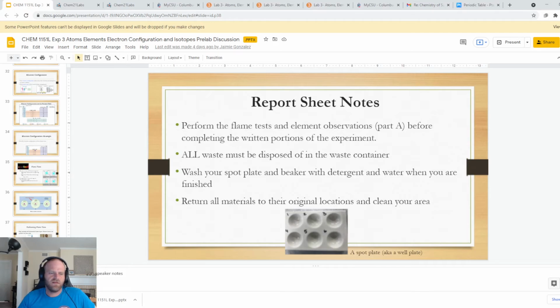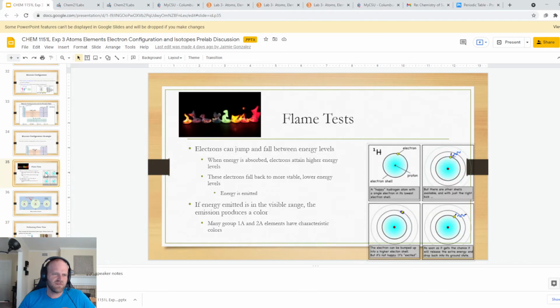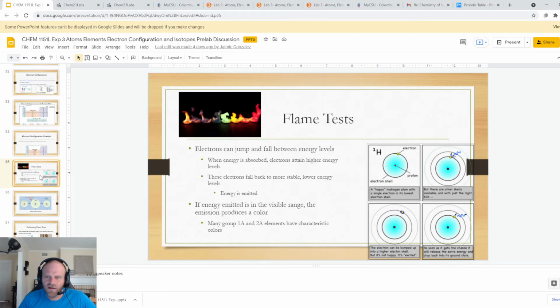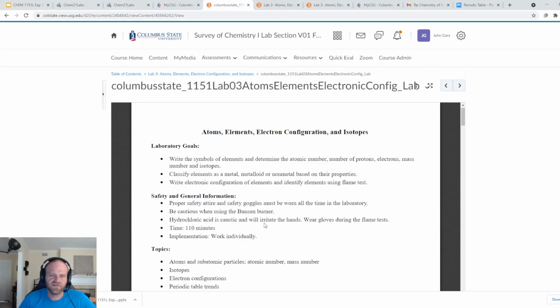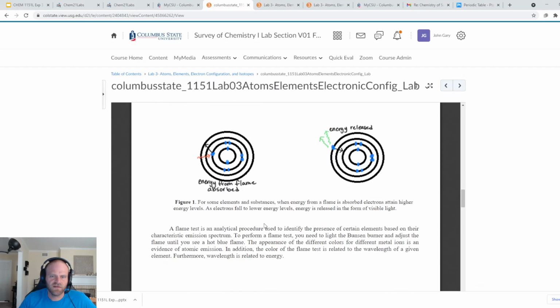Let's watch the video of these flame tests, and I think that'll be about it. There should be some kind of diagram that explains the color. It might be on your PDF here. Let's see if it's there. Flame test.